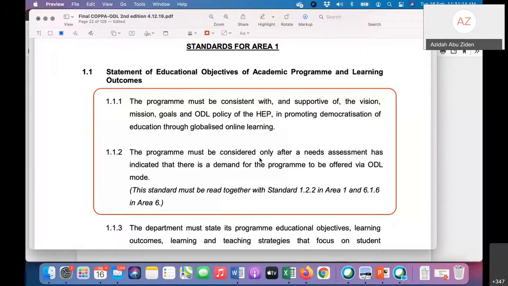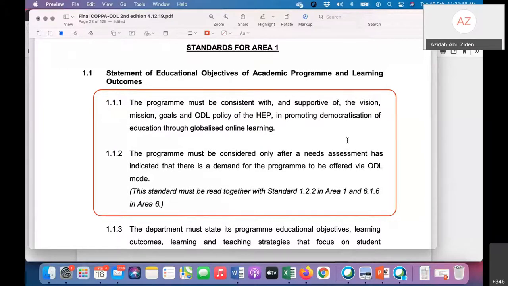So meaning that the program must be consistent with and supportive of the vision, mission, goal and ODL policy of the HEP. So if your university would like to embark on ODL, mesti ada ODL policy. Kalau tak ada, kena buatlah. Alright, meaning that you must highlight that in the document. The university, the HEP have updated their ODL policy. The ODL policy is whatever in appendix, whatever. So kena ada, kena tengok ODL policy. Saya rasa ianya bukan satu perkara yang susah. It is a tambahan, just additional document to support the mission and goals of the HEP lah.